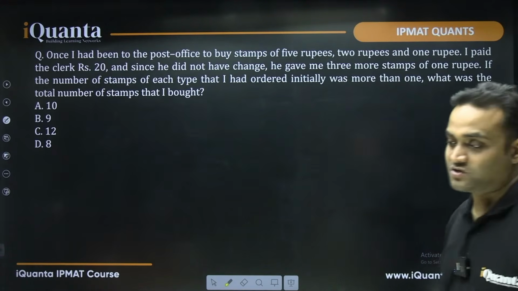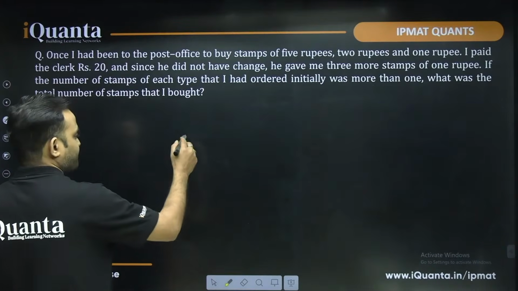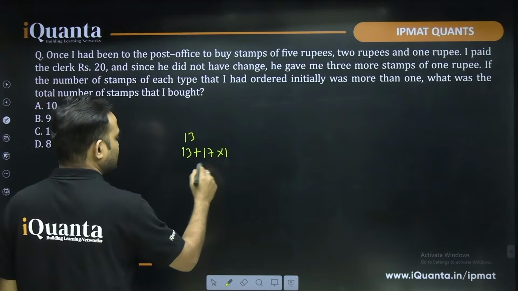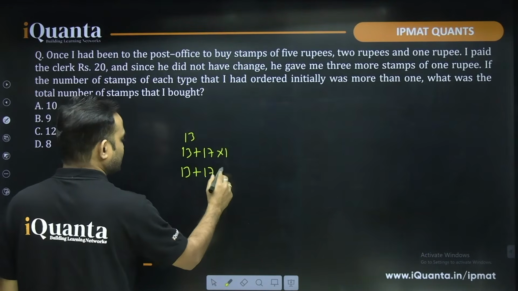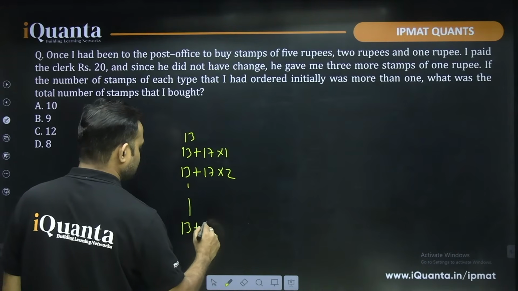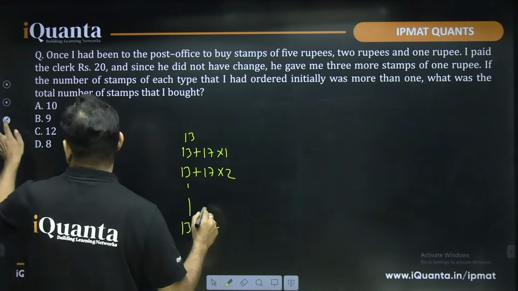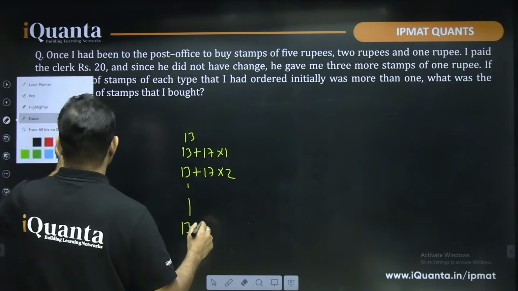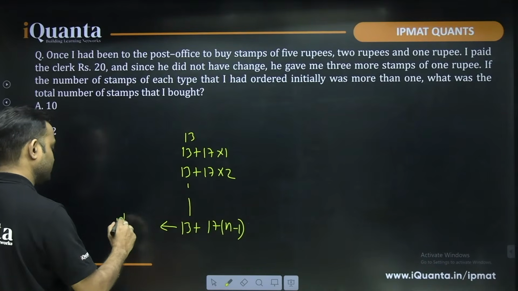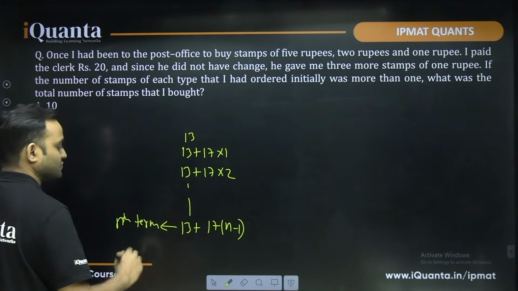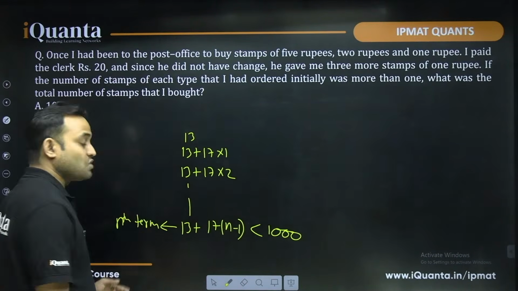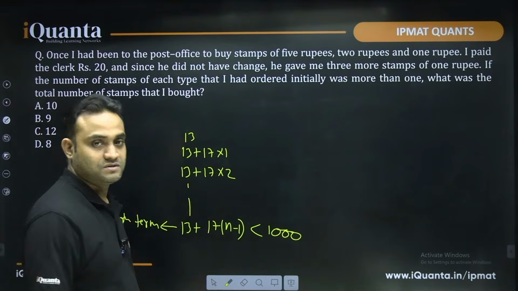How did n minus 1 come? So 13. The next value will be 13 plus 17 into 1. Then the next will be 13 plus 17 into 2. If there are n terms, the nth term will be 13 plus 17 times n minus 1. This will be the nth term, right? And this value should be less than 1000. So how do you find the value of n? Using this, okay?